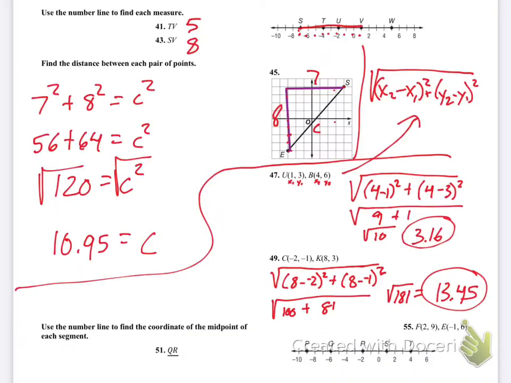All right, so we go to 51. Use the number line to find the coordinate of the midpoint. So QR. So I know this is 1, 2, 3. So it's 1, 2, 3. It's 4 total spots, right? So if the length of it is 4, I would just go 2 spots over. And I would find that my midpoint's right there at negative 4.